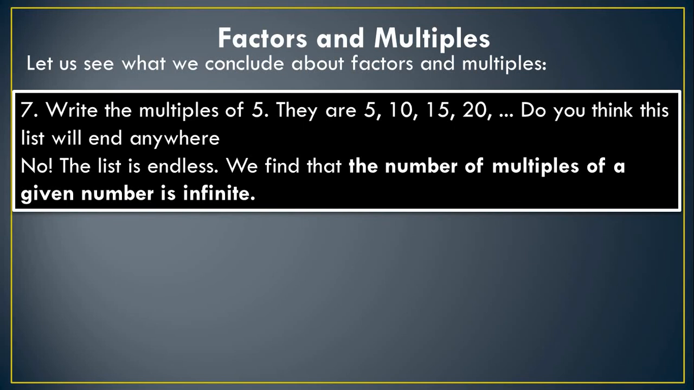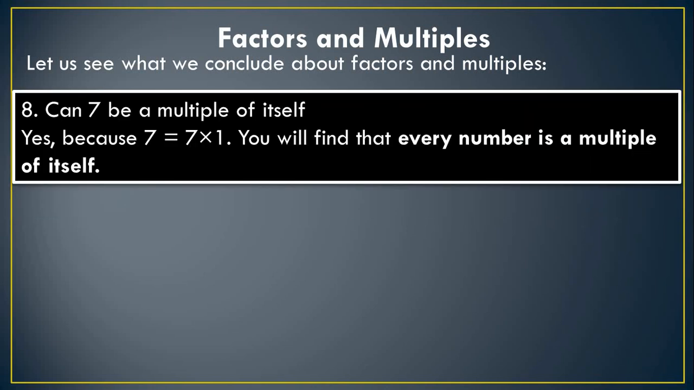Next point is, write the multiples of 5, like 5, 10, 15, 20. These are the multiples. Do you think this list will end anywhere? No, this list is endless, because if you check multiples of 5, many multiples are there. You cannot count them. So these are infinite. Next point is, can 7 be a multiple of itself? Yes, because 7 can be written as 7 into 1. So we find that every number is a multiple of itself.